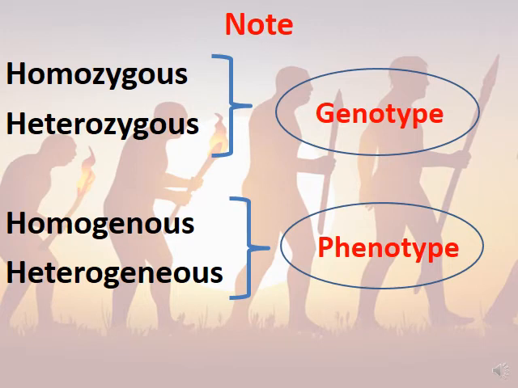Homozygous or heterozygous is always used for the genotype, whereas homogeneous or heterogeneous is used for the phenotype.